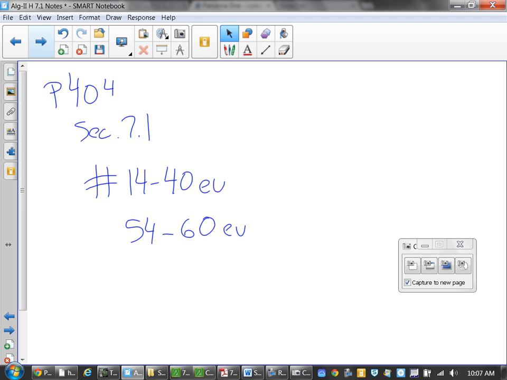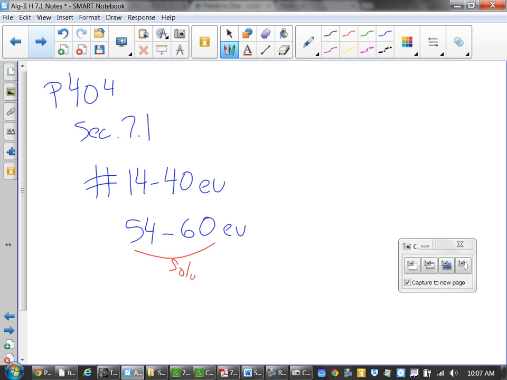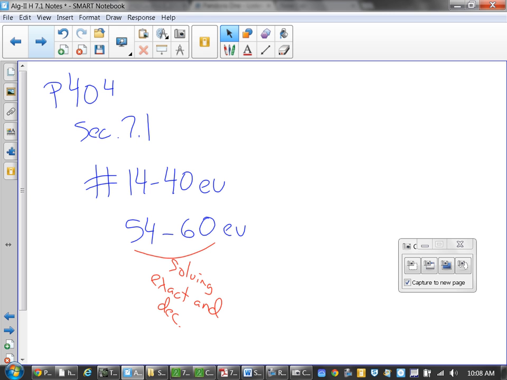Do those, please. In this grouping in here, you're solving. Give me the exact answer and the decimal, just like I was doing in the notes, the one I showed you, 2 plus the cube root of 10, and then we said it was 4.15. Do both of those for me, okay?